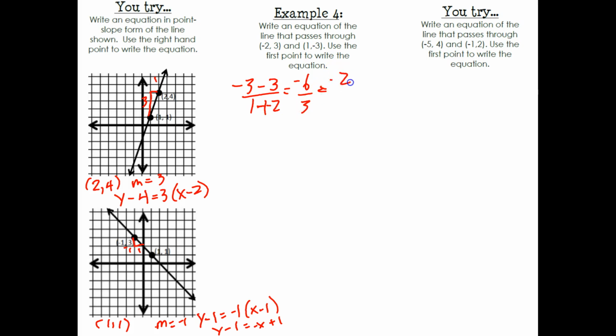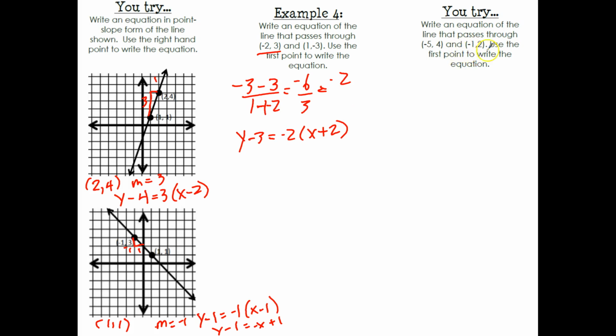And we get negative 2. And they say use the first point. So the first point is negative 2, 3. So y minus 3 is equal to negative 2 times x plus 2. Because that's negative, and we know we're saying x minus negative 2, which means plus 2. Take away the negative, we have plus 2. All right, so let's do this now.